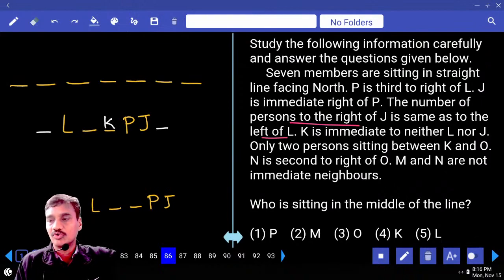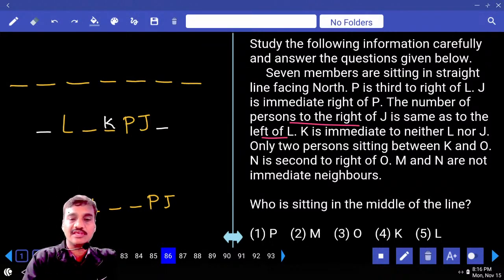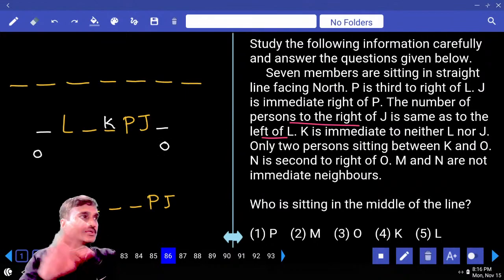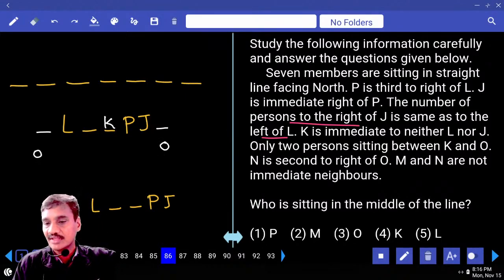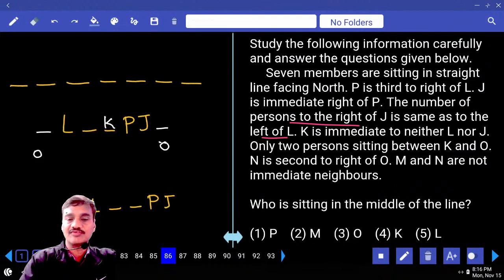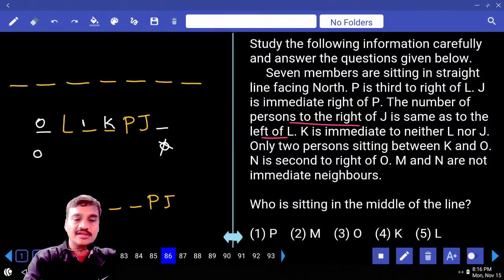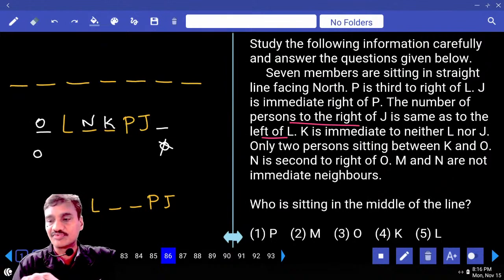And next one, only 2 persons between K and O. Between K and O there are 2 persons, which means O can be either at the right extreme or at the left extreme. And N is seated second to the right of O. O at the right extreme, with N second to the right of O, is not possible. O is here, N is here. Then tell me who is the person left over here?